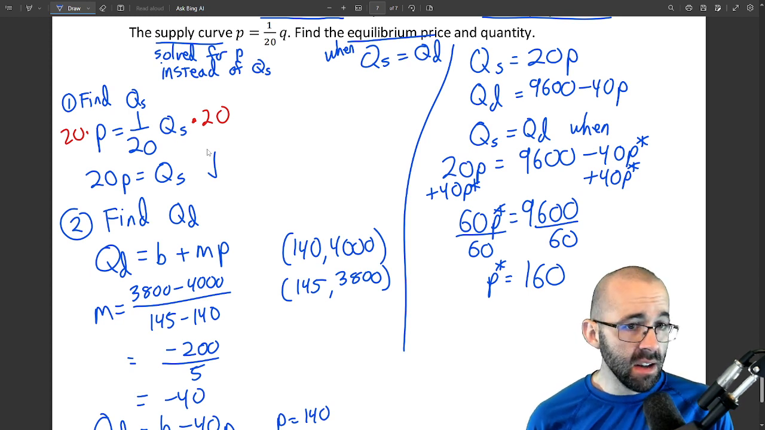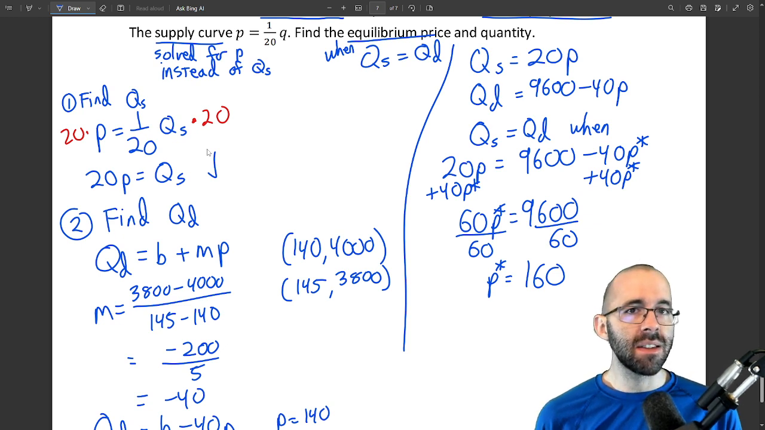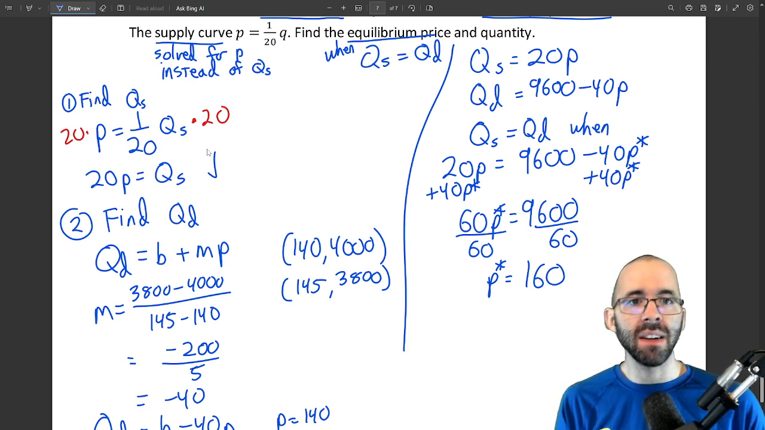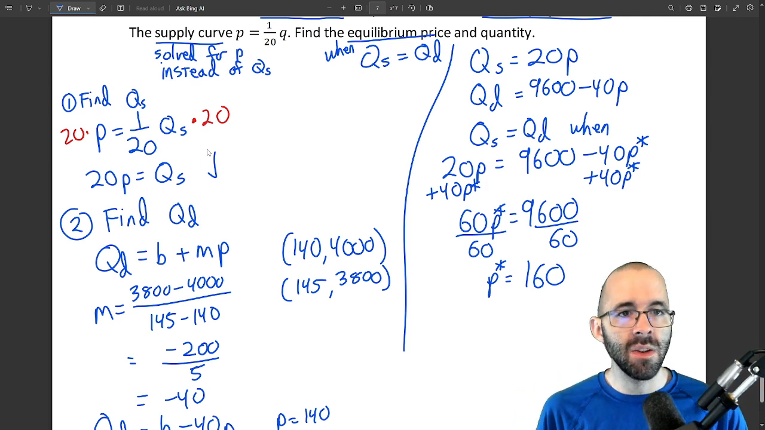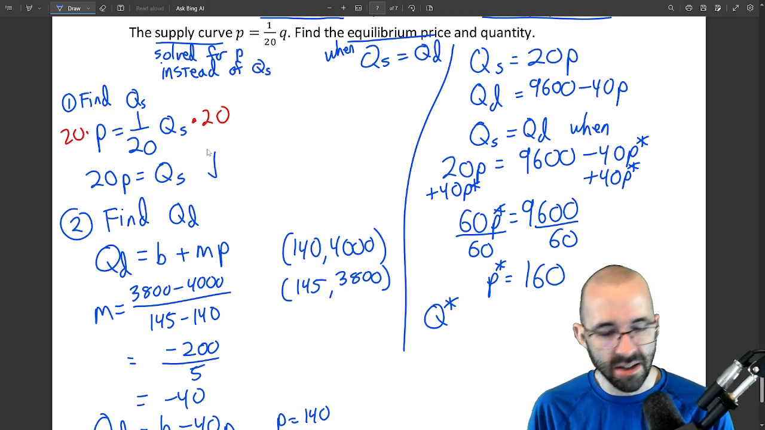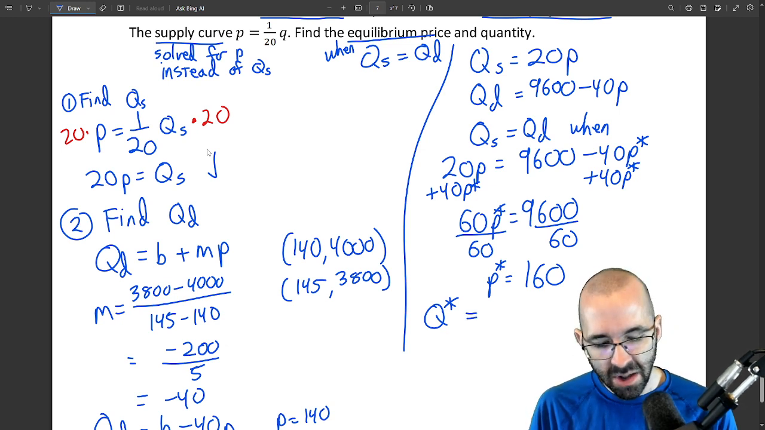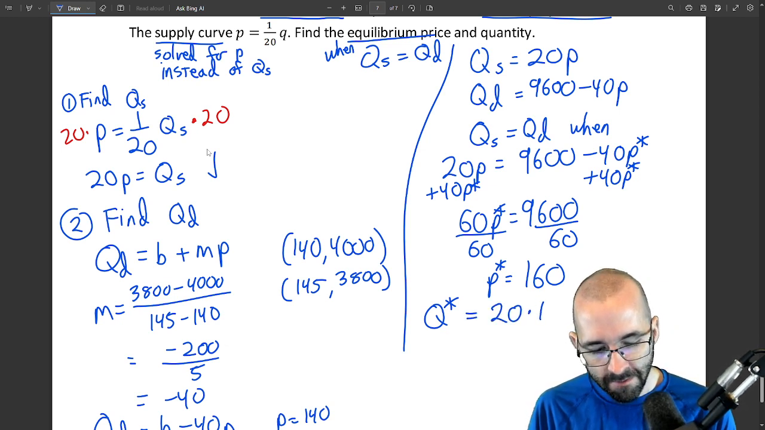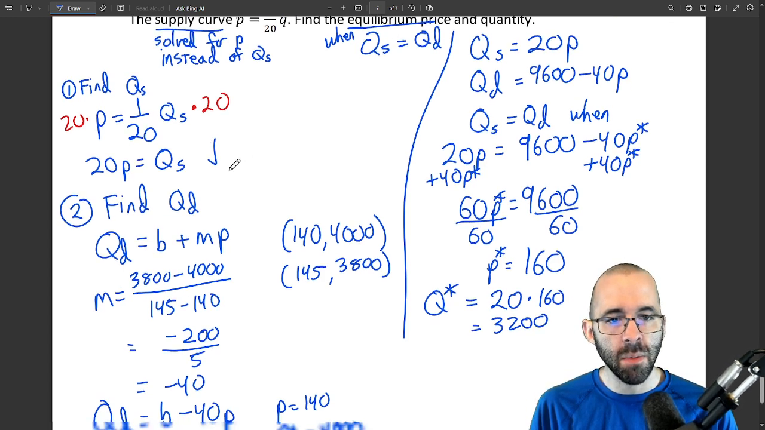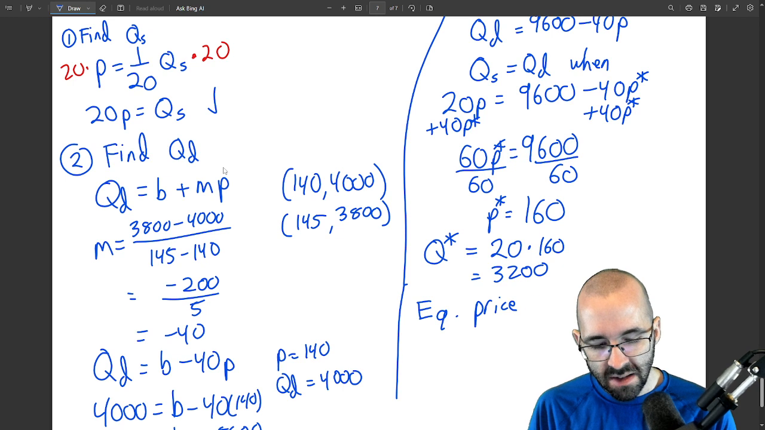What's the equilibrium quantity? It's just the quantity at that price, the supply at that price, which is the same as the demand at that price because it is the equilibrium price. It's when supply and demand are the same. So we can use either one. We call it Q star because it doesn't matter whether we use the S formula or the D formula. I'm going to use the S one because it's simpler. 20 times P. 3,200. Okay, so the equilibrium price is $160 for our really nice cake.